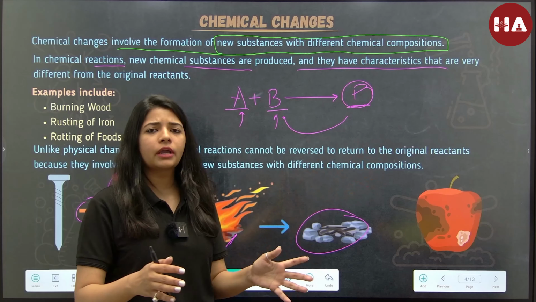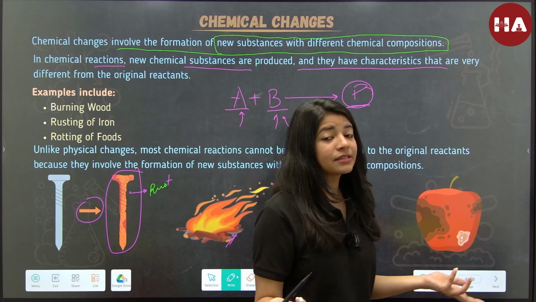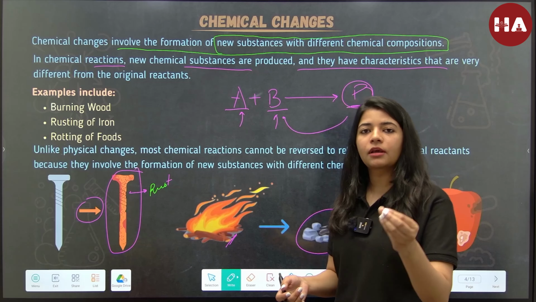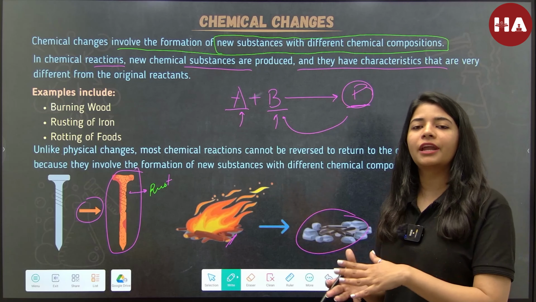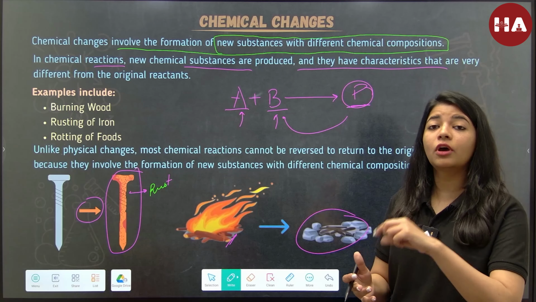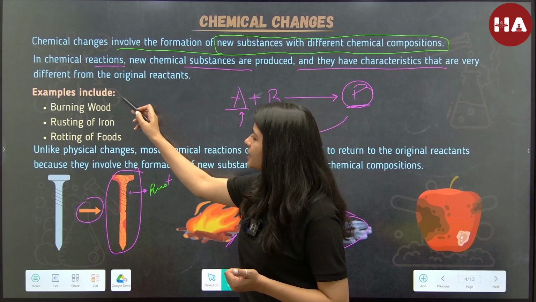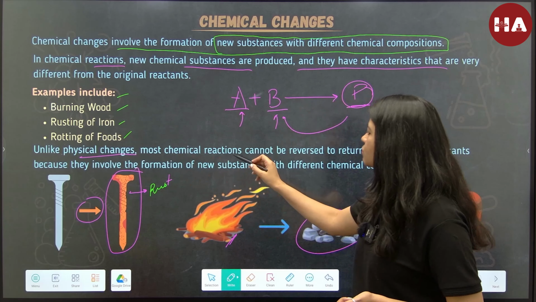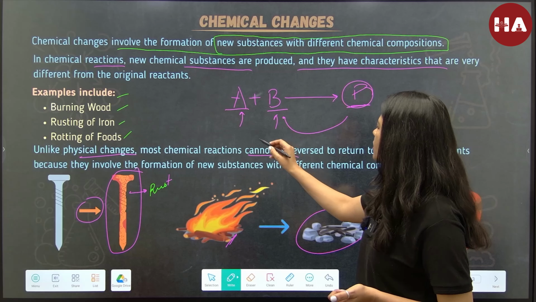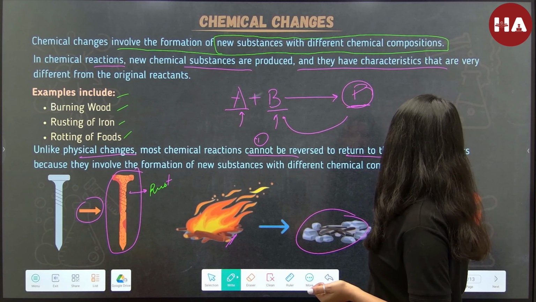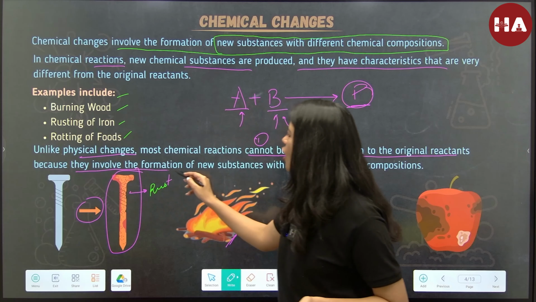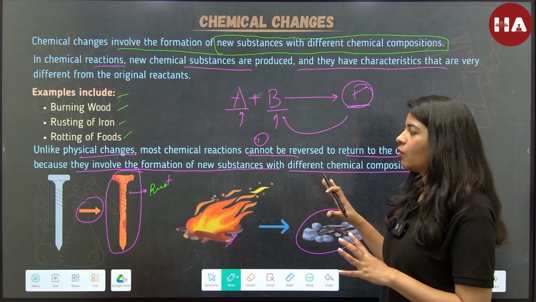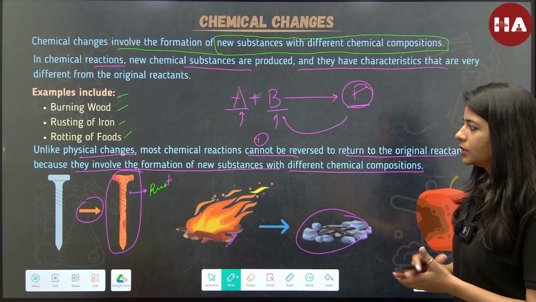Next is rotting of fruits, or I can say rancidity. This is also an example of your chemical change, because a new chemical compound has been formed and you cannot get back to the old one. Okay, so let's read the example. Burning wood, rusting of iron, rotting of foods. Unlike physical change, most chemical changes cannot be reversed to return to the original reactant, because they involve the formation of new substance with different chemical composition. This is what I was talking about. If you wish to note this, you may do so.